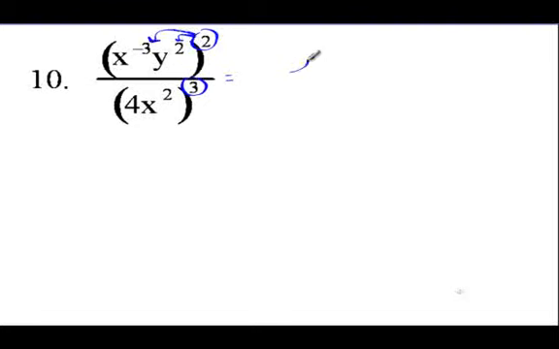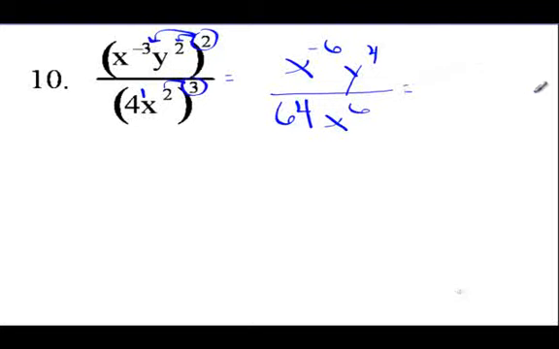So first thing is I have x to the negative 6th, right? Negative 3 times 2 is negative 6, and y to the 4th over 4 to the 3rd. Well, 4 times 4 is 16, and if I have 16 times 4, I have 64, because this is 1 times 3, so 4 to the 3rd, 64, and x squared, we'll distribute here, x to the 6th.